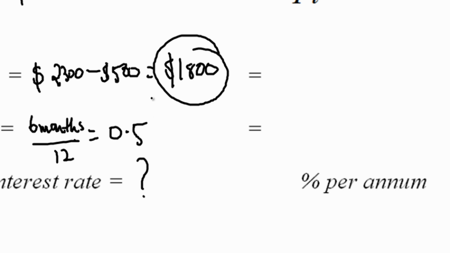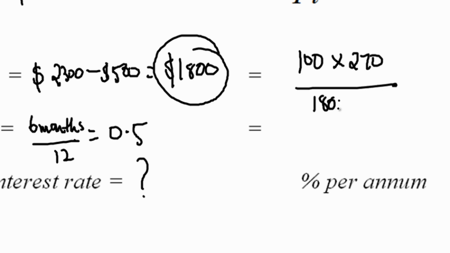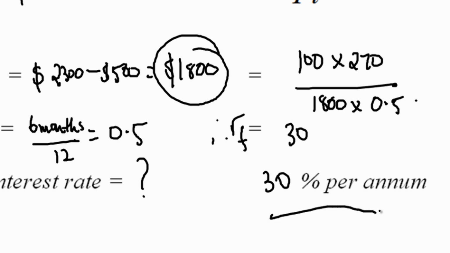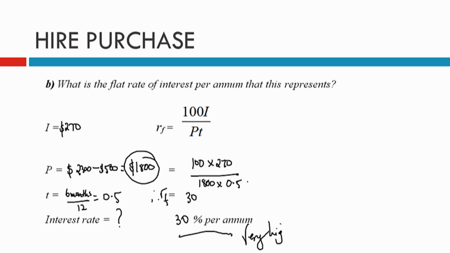So 0.5. Filling it in, we get 100 times our 270 divided by our 1800 times our 0.5 for the time. And when we use our calculator, we end up getting 30. So 30% per annum is our interest rate, flat interest rate. Very high. It is high. Now that's what they tell us they're charging us.